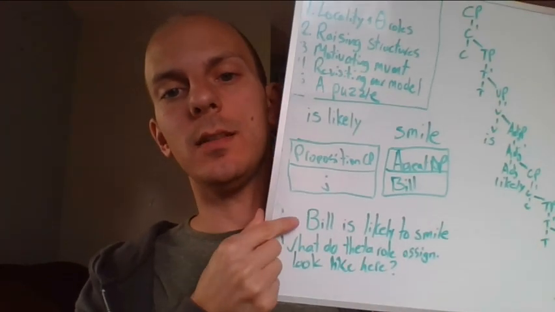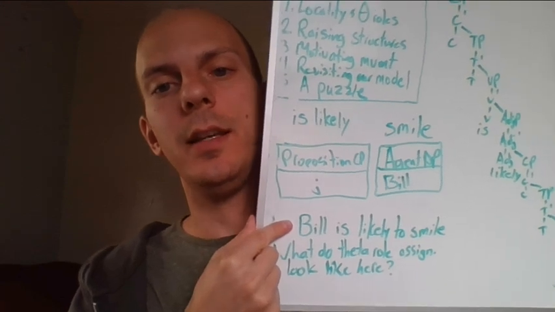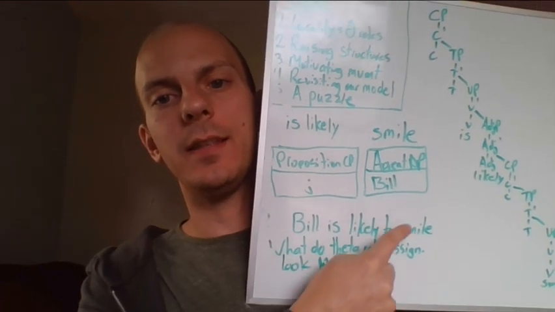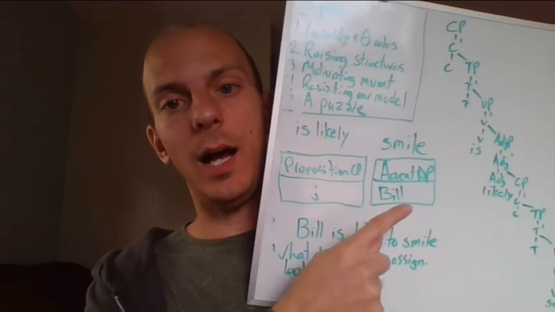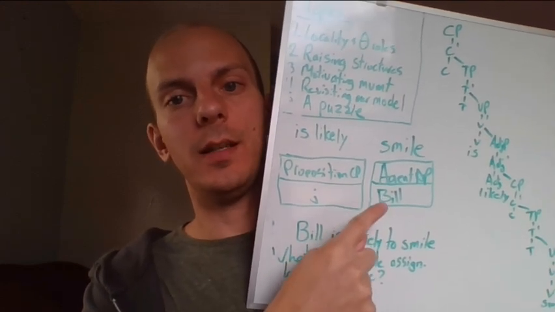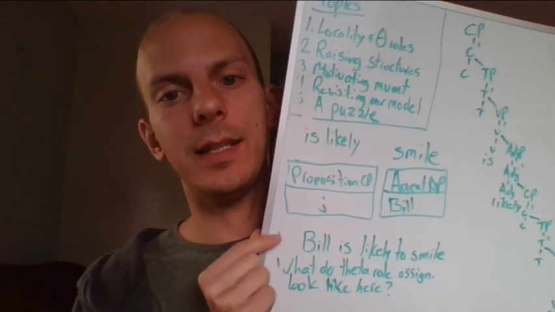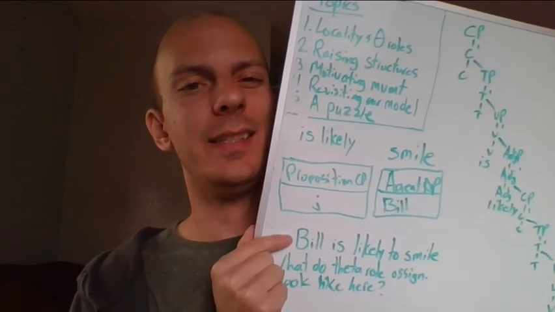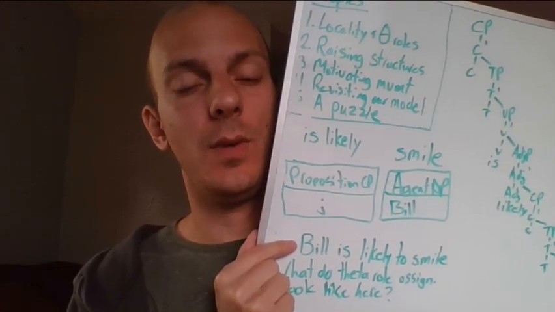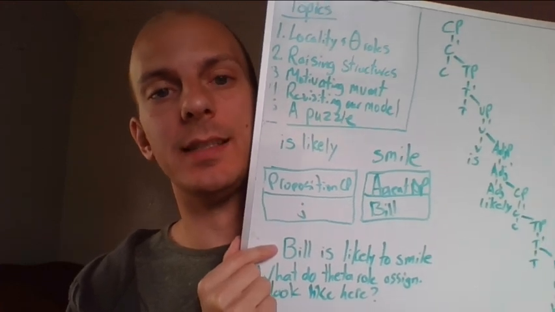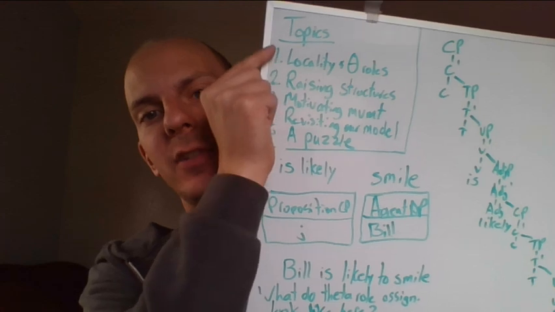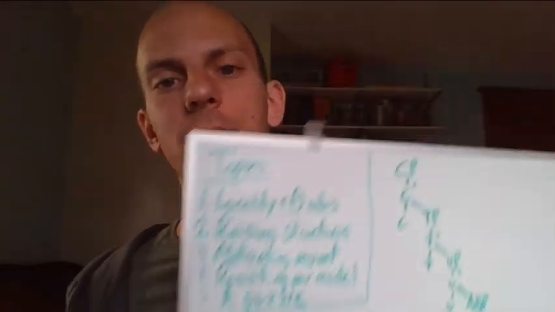Because Bill is not appearing in the clause with the thing that assigns its theta role. Smile. Smile is assigning Bill a theta role. It's the agent of smiling. Yet, Bill actually isn't in the clause with smile, to smile. So that's a problem. It seems like a violation of this rule that we just constructed.